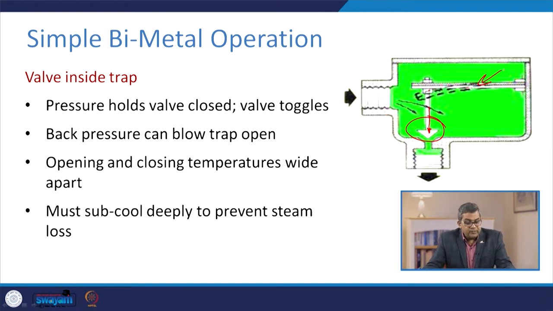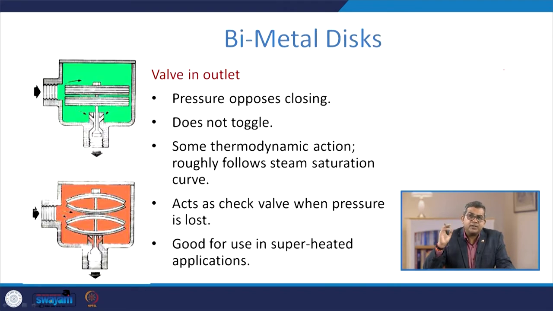Now, usually inside the trap, pressure holds the valve closed, this valve toggles. Back pressure can blow the trap open. Opening and closing temperatures are wide apart, and they must subcool deeply to prevent steam loss. So, all these are the essential parameters for this one.